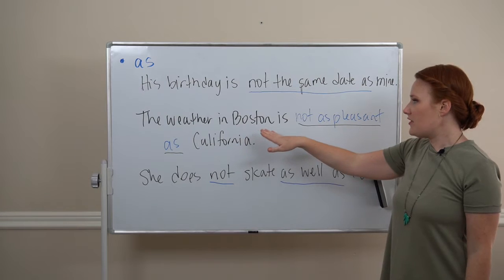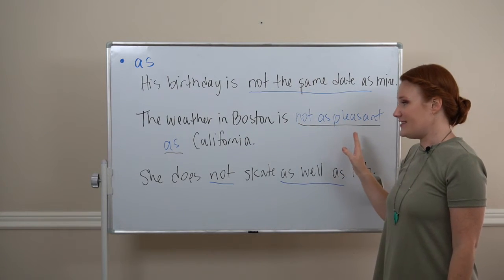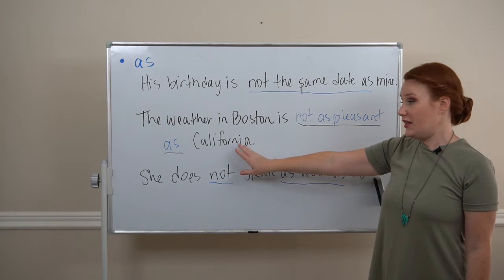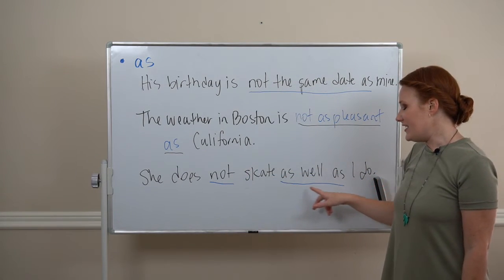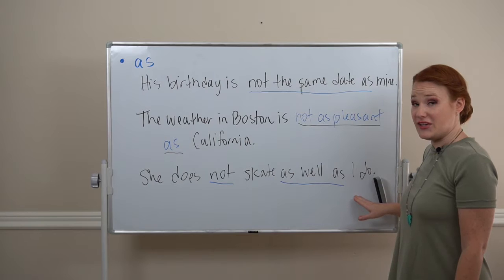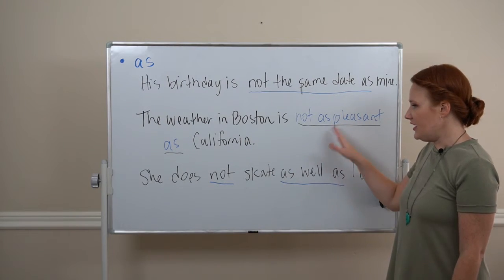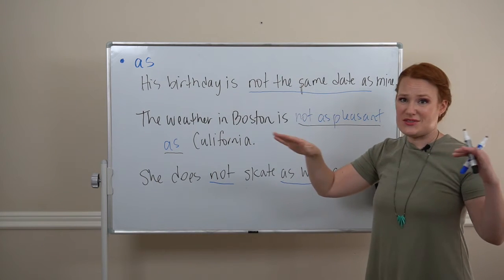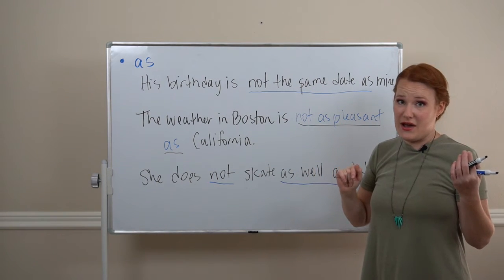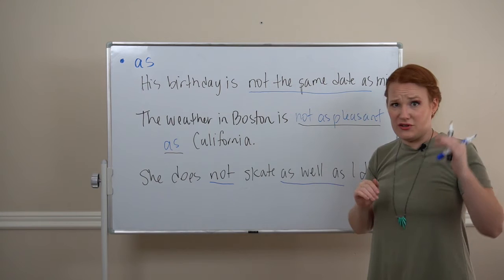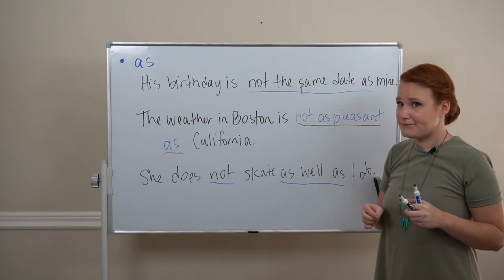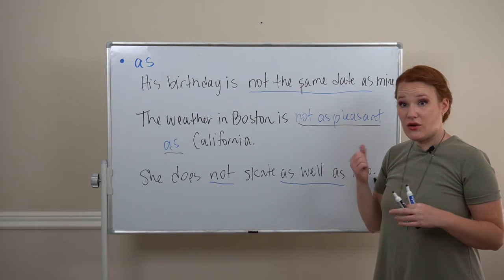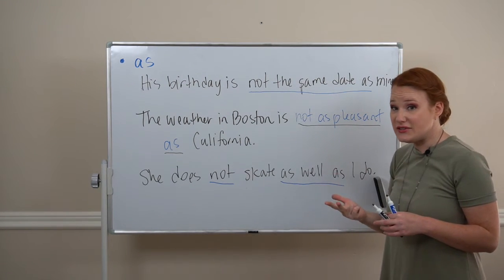So when I say the weather in Boston is not as pleasant as California, that means it's more pleasant in California. Same here, she does not skate as well as I do, means I skate better than she does. So here, the first one's a little bit less. For nouns though, it just means they're different somehow, but we don't know if one's better or worse than the other one. So we can also add some quantifiers here, quite or half or nearly.